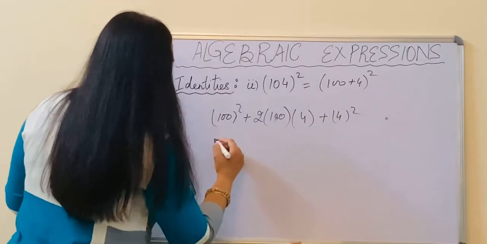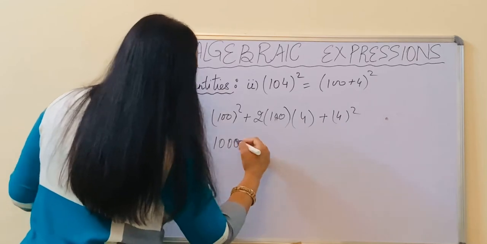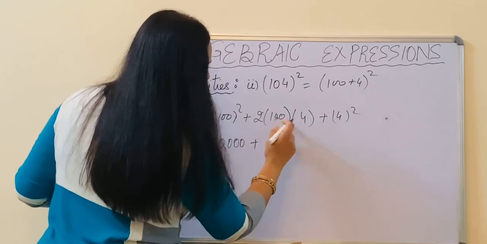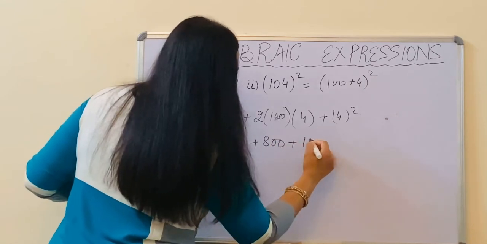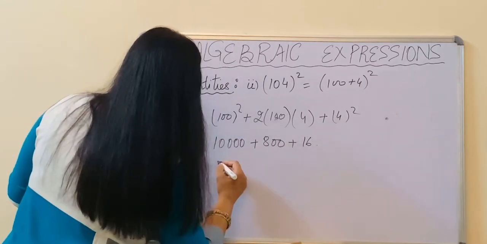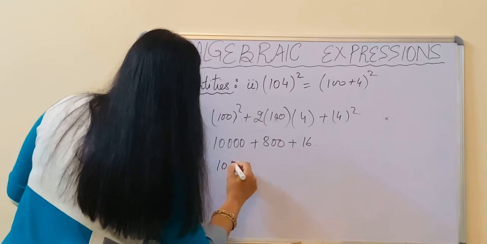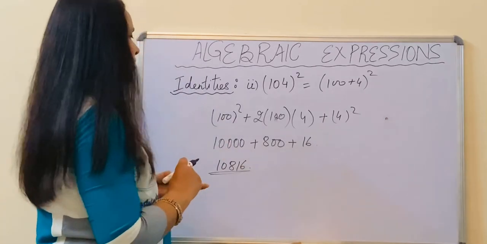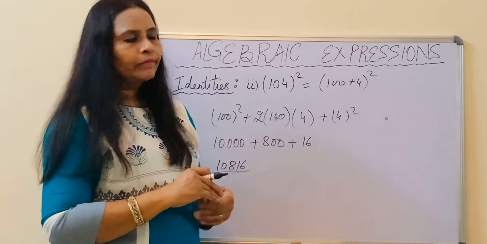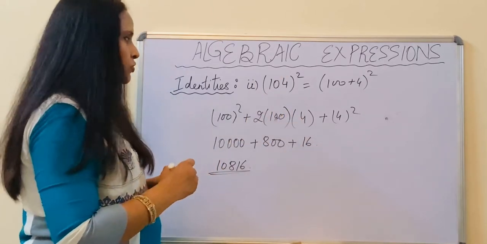This comes out to be 10,000 plus 200, 4 2s are 8, 800 plus 16. It comes out to be 10,816. So the answer is 10,816. So these are very simple to calculate.